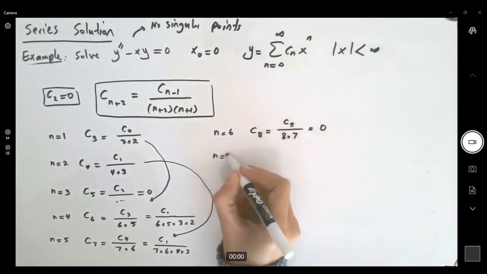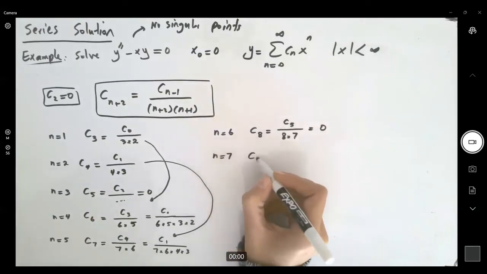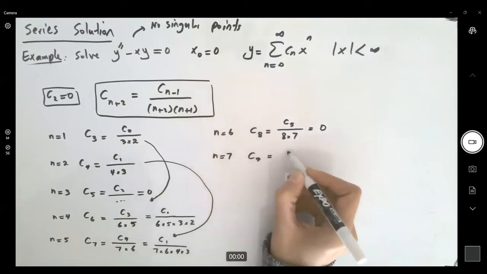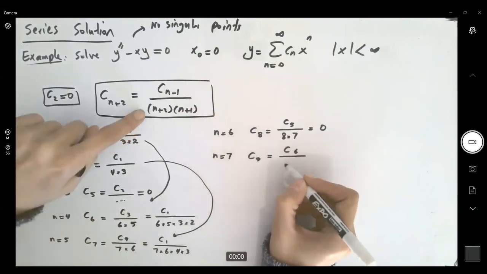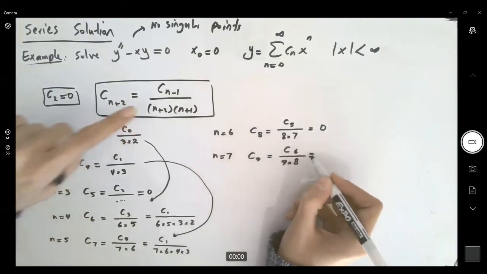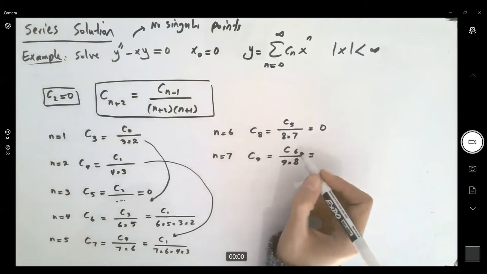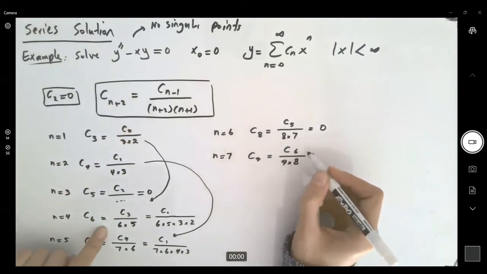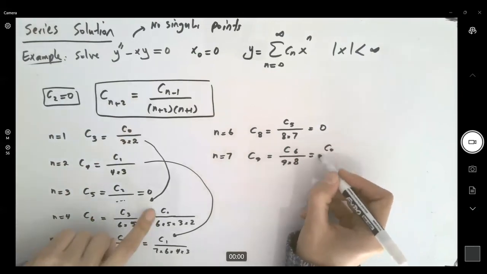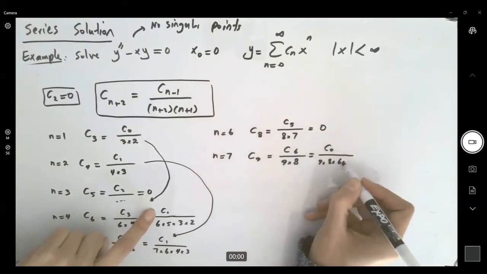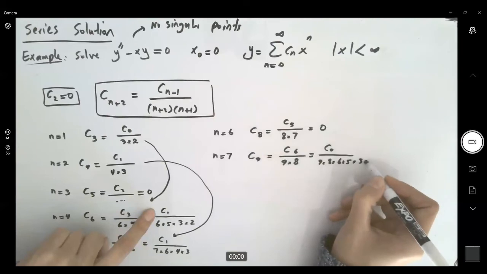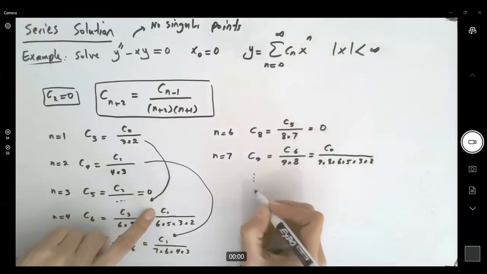So now let us check to see if n is equal to 7. What do we have? We get C sub 9, which is C sub 6 divided by, well, here we have 9 times 8. Let's find C sub 6. C sub 6 is just right here. We get C sub 0 divided by 9 times 8 times 6 times 5 times 3 times 2. We can continue this process.